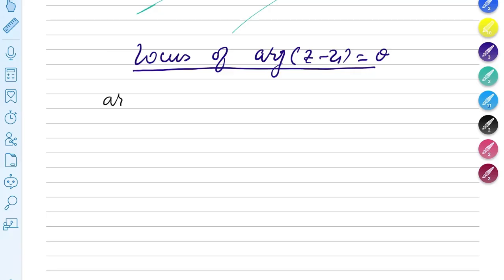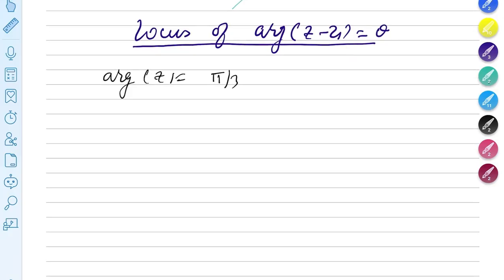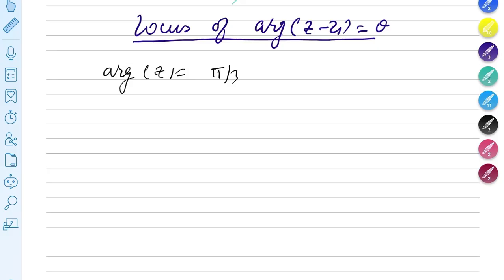Let's take one example. Let's say the argument of z is pi by 3. So what does the argument of z being pi by 3 represent? There is some complex number z which is located at angle pi by 3. In terms of a vector, z is something like this. So what is the plot of the argument of z equal to pi by 3? Basically, z are all those points such that the argument is pi by 3, so it is like a ray.